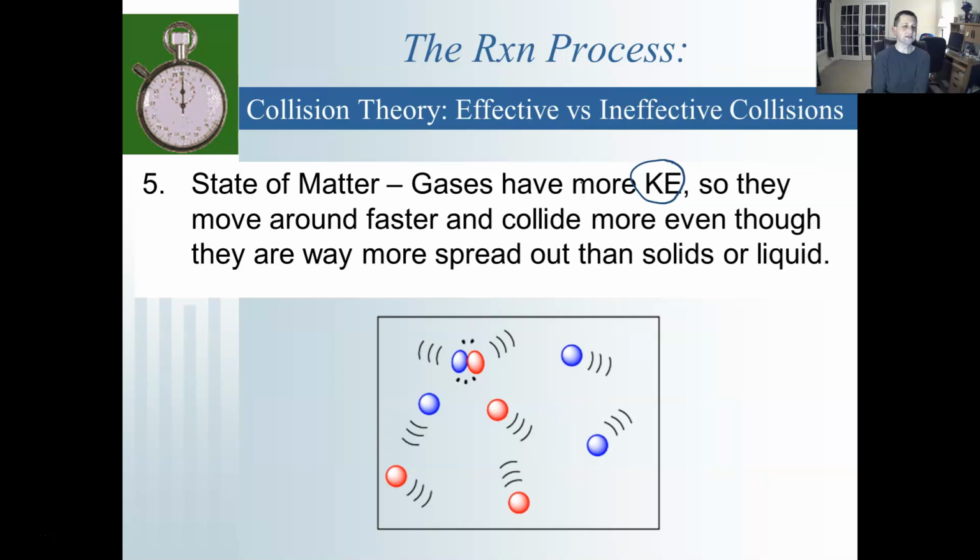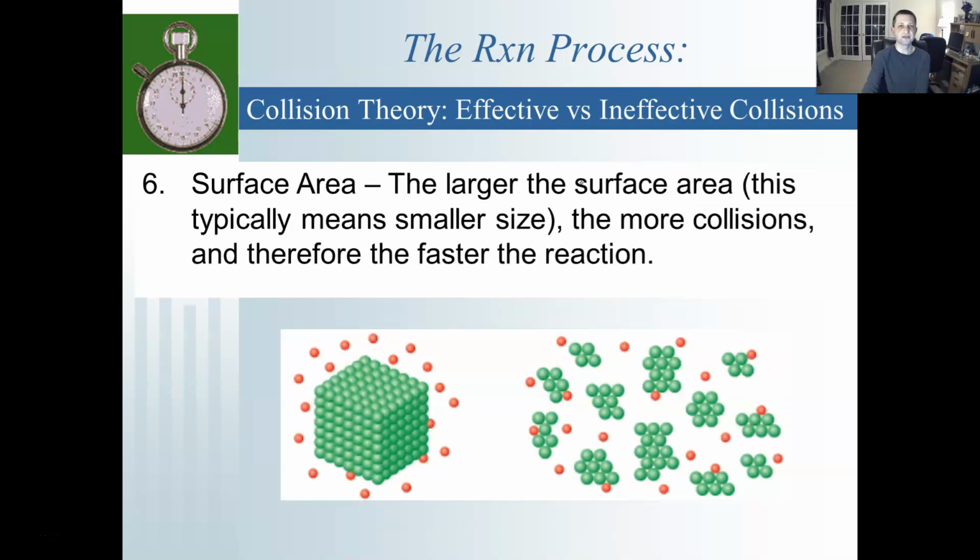So it's tough here with gases. They're very far apart, so they have a harder time colliding, but when they do collide, they collide with more kinetic energy because they're moving a lot faster. Solids and liquids lack some of that kinetic energy. So while it's maybe easier for them to collide, the energy that they have is less, for a slower rate of reaction. So a lot of different variables going on here for number 5 in this list.